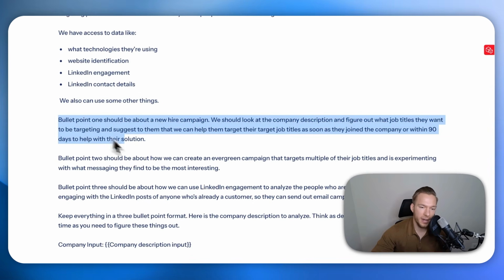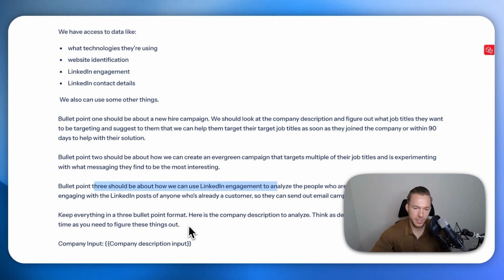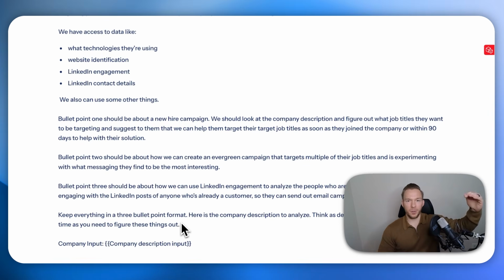And then see how I'm defining the rules. I'm saying bullet point 1 should be about a new hire campaign. Bullet point 2 should be about creating evergreen testing campaigns. Bullet point 3 should be using LinkedIn engagement, et cetera, et cetera. So then what I would do is in between the input, because this part is going to change, right? This is where I would add in, okay, if I were to reach out to Red Bull, this is what I would say to them. If I were to reach out to clay.com, this is what I would say to them. So that you show the AI, this is what I would say.